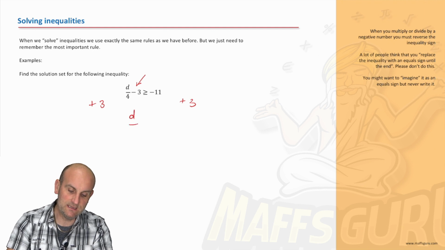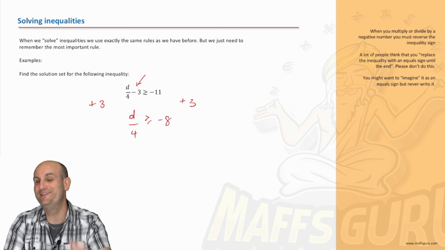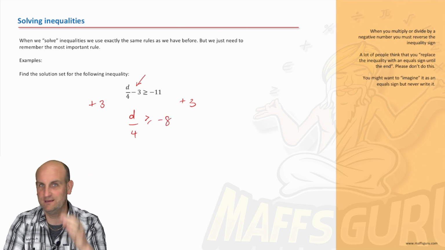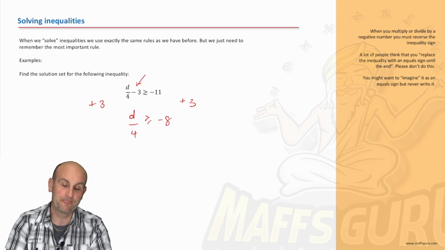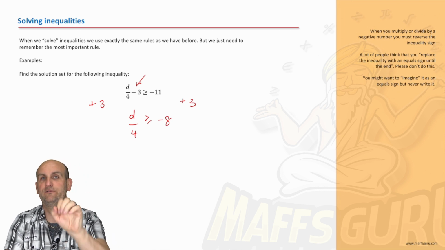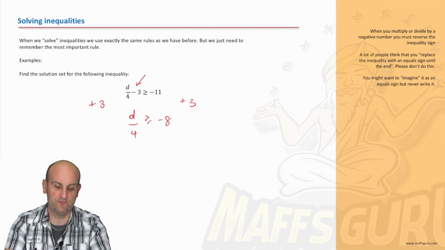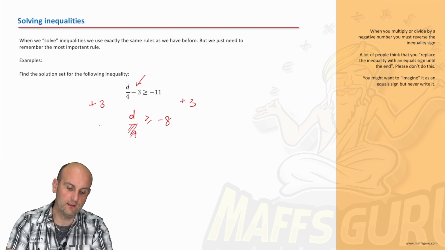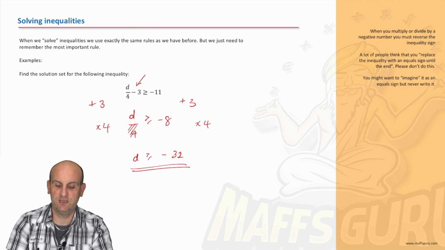So that leaves me d divided by 4 is greater than or equal to -11 plus 3 is -8. Now, don't get tricked here with a negative sign. It's irrelevant. We're not doing anything about that at the moment. What do I do now? Well, the d is divided by 4, and I want to get rid of this divide by 4. How do we do that? Well, we multiply by 4 on both sides. So d is greater than or equal to 8, 16, 32. Ka-ching. Thank you very much.